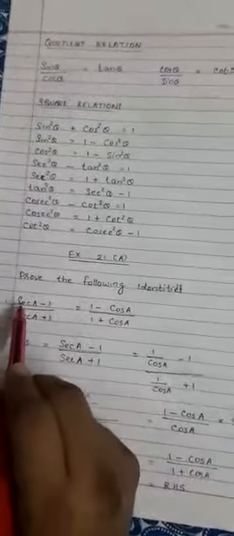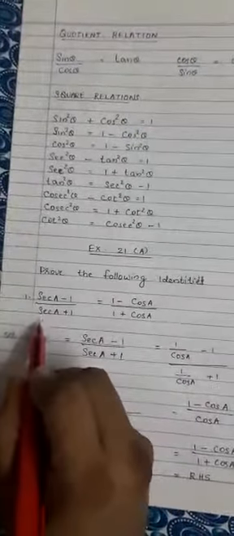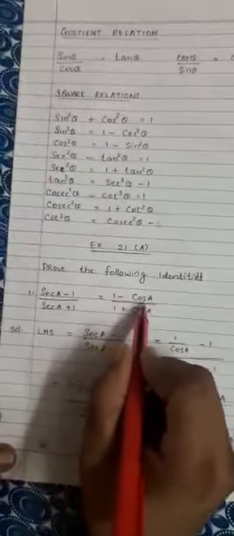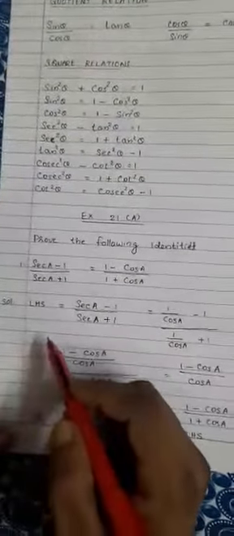First question. Prove the following identities. Sec A minus 1 divided by sec A plus 1 equal to 1 minus cos A divided by 1 plus cos A. Here you can start with the LHS or RHS.